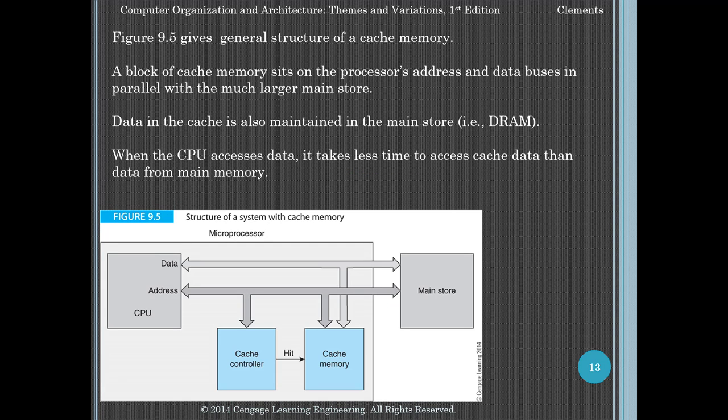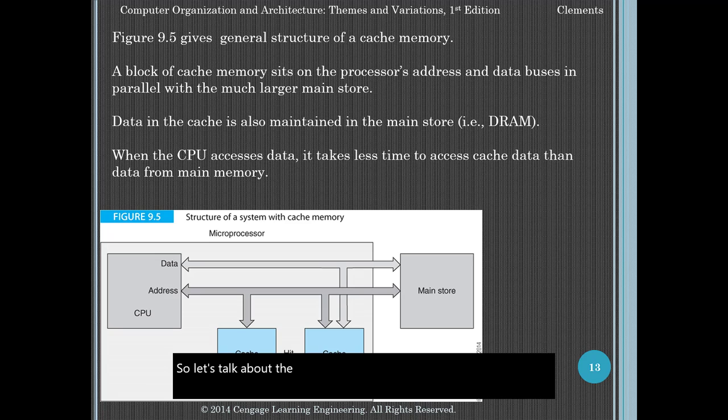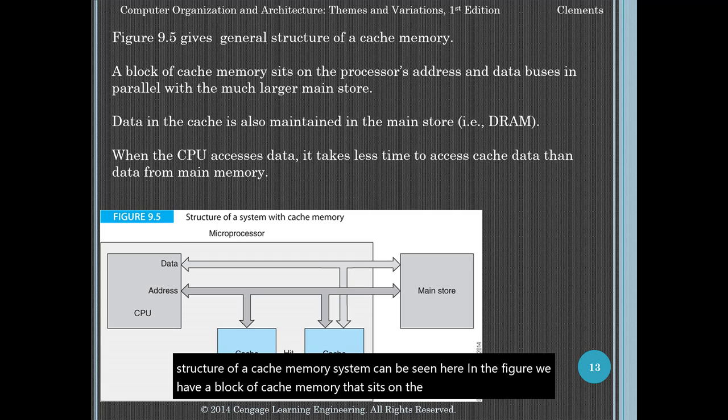So let's talk about the structure of cache memory. The general structure of a cache memory system can be seen here in the figure. We have a block of cache memory that sits on the processor's address and data buses in parallel with the much larger main store. Data in the cache is also maintained in the main store. So cache memory is duplicated in the main store. And we know that it ultimately comes from the main store because it's copied in from there.